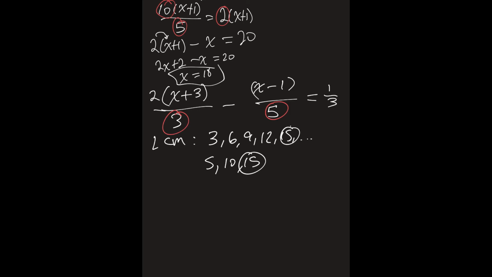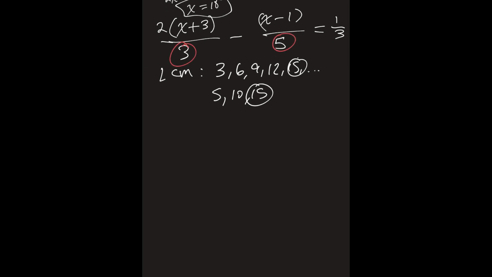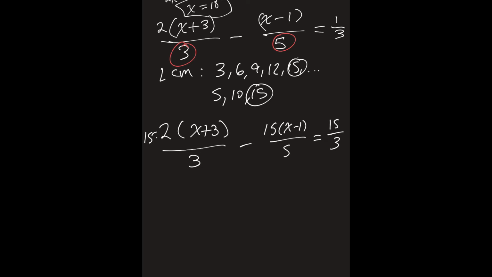Okay. So I'm going to rewrite my equations, but now with 15. So we have 2 times x plus 3 over 3, and I'm going to multiply by 15. I'm also going to do the same with the second term. So I take 15 times x minus 1 over 5. And that's going to equal 1/3 times 15, which is 15 over 3, right?